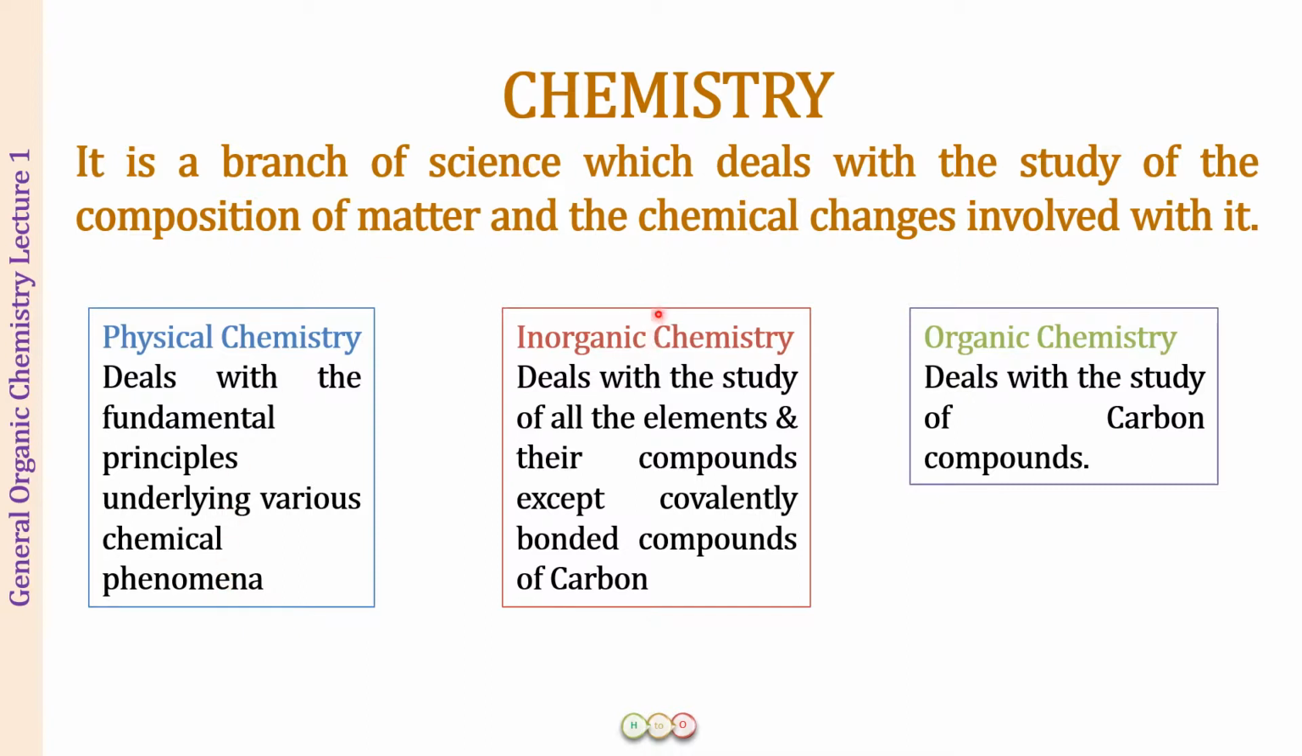Then we move on to inorganic chemistry. This deals with the study of all the elements and their compounds except the covalently bonded compounds of carbon. So all 118 elements we study in inorganic chemistry, and for carbon, what we study in inorganic chemistry is, for example, the oxides of carbon like carbon dioxide and carbon monoxide. But the covalently bonded compounds of carbon are the ones which we study in the branch of organic chemistry. So essentially, it is the study of carbon and its compounds.